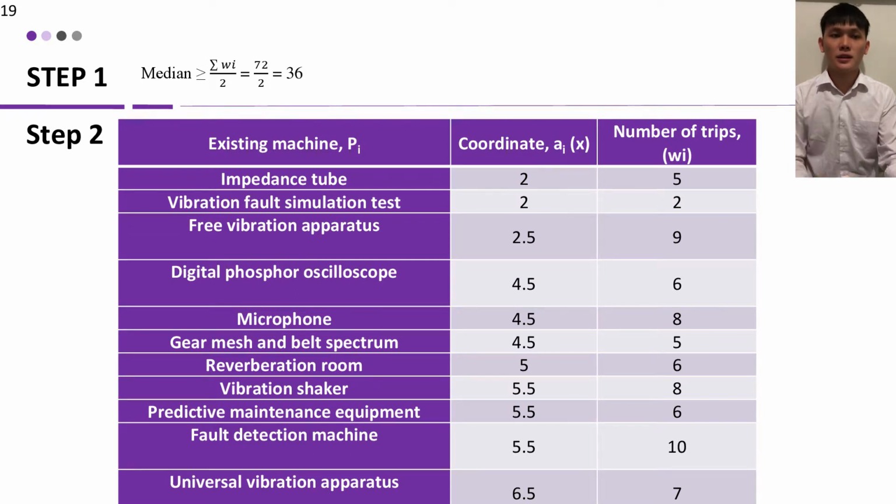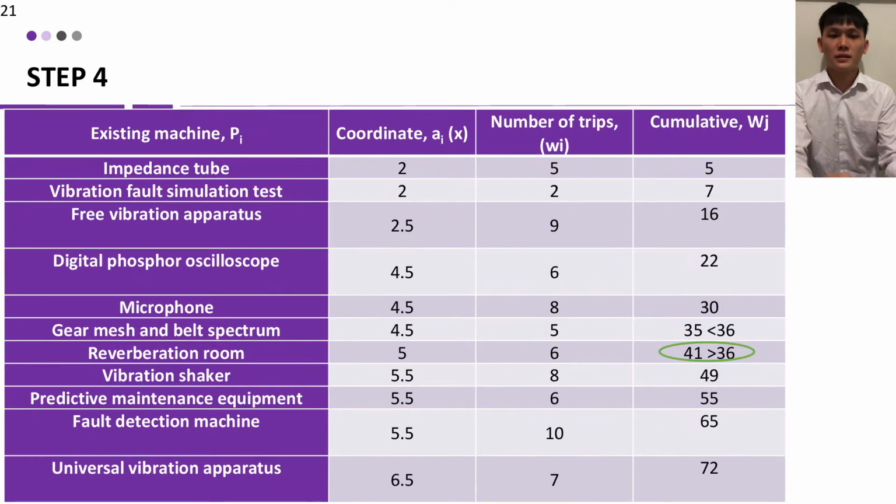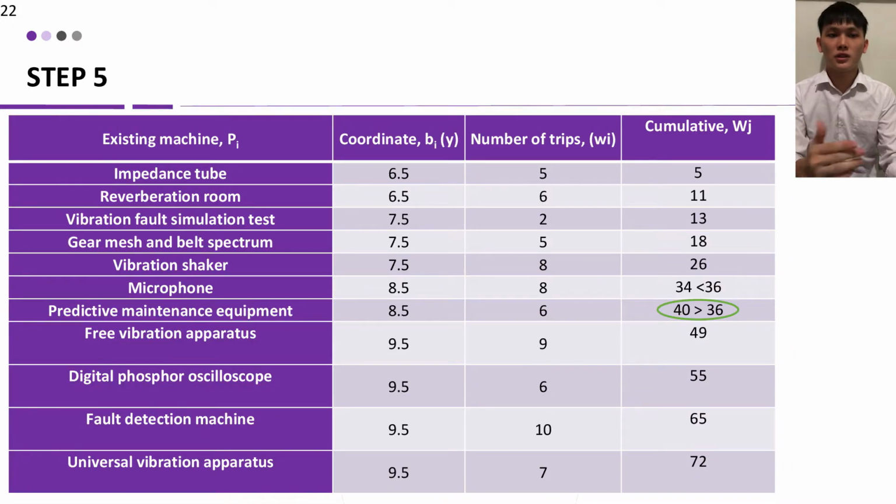For our project, we found that the median is 36, and in step 2 we arrange the X coordinates from the lowest number, which is 2, to the highest number, 6.5. Then we obtain the cumulative value. Then we found that the optimal X coordinate for the new machine is located at 5. Then we continue calculating for the Y axis, and we obtain the optimal coordinate for the new machine, which is 8.5.